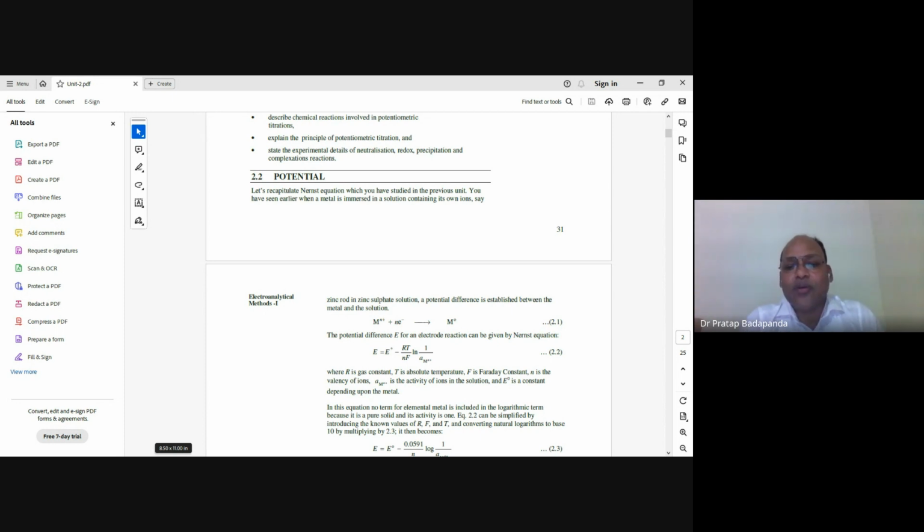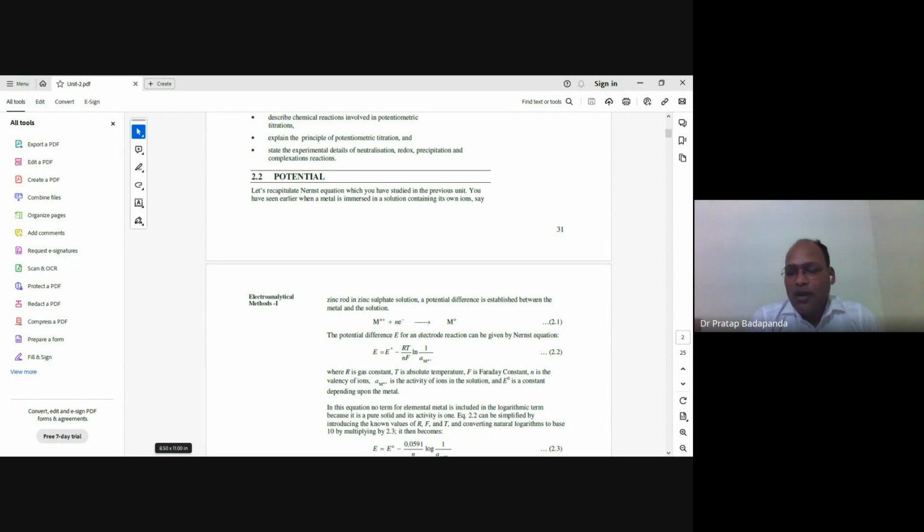R here is the real gas constant, with a value of 8.313. Temperature is the standard temperature, 298. Then F is the Faraday's constant. This is a constant value, 96494. You can use 96494 or 96500, no problem.